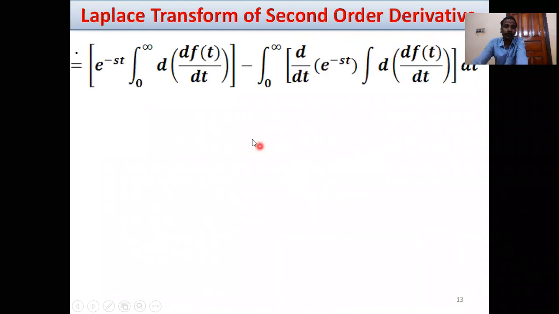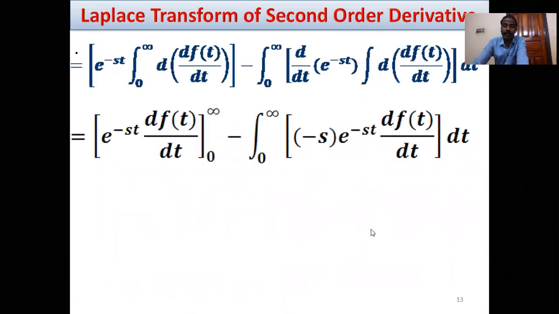Then we get e to the power minus st, 0 to infinity, d of df by dt, minus integral 0 to infinity d/dt of e to the power minus st integration of df by dt whole into dt. And in this case d of something, that means integration of something.